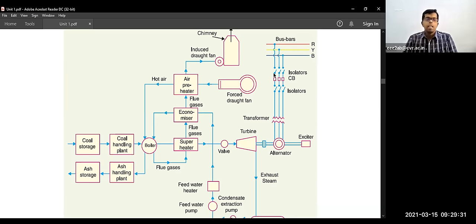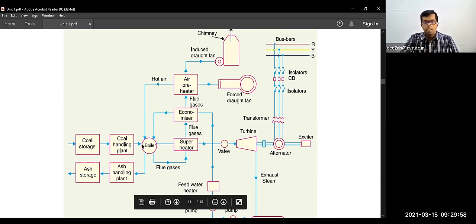As I already said, in the boiler the temperature might be a minimum of 600 degrees Celsius to a maximum of 1000 degrees Celsius. So that much heat is generated in the boiler, and water is getting boiled up.